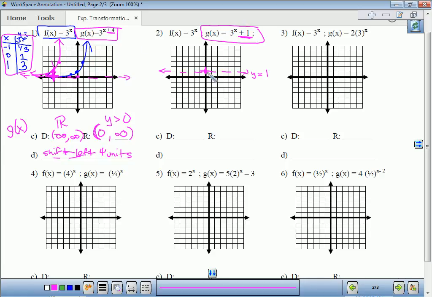3 to the negative 1. If I go left 1, I go up a third, because 3 to the negative 1 is a third. 3 to the 0. If I went left or right, 0. 3 to the 0 is 1. So I go up 1. 3 to the first. If I go right 1, it's 3 to the first. 3 to the first is 3. And there's my graph.